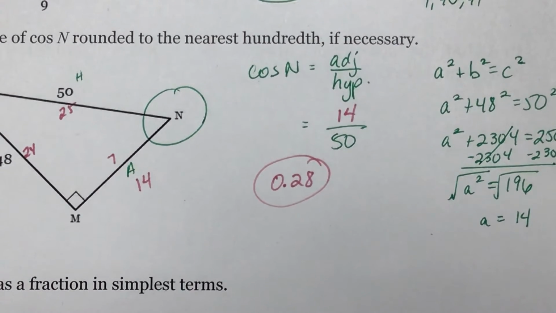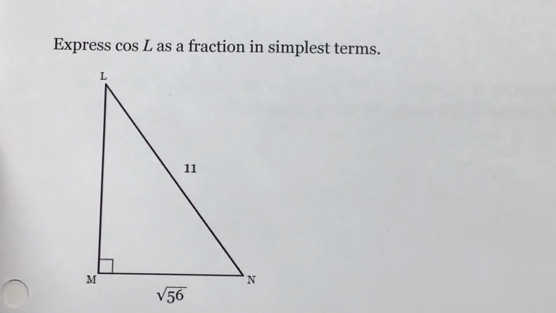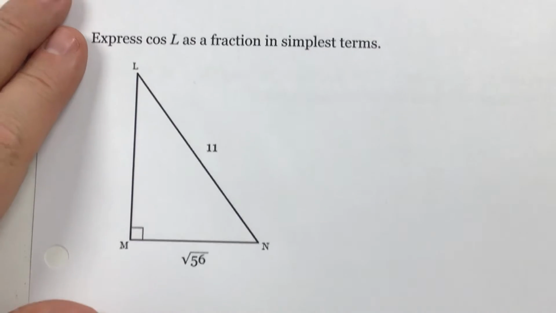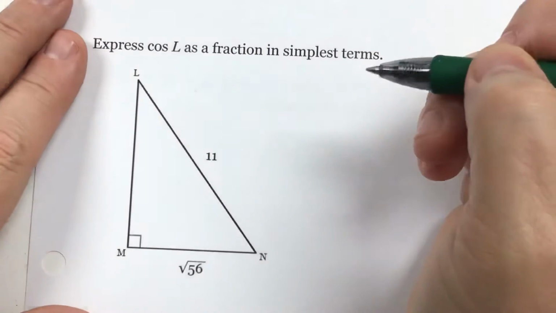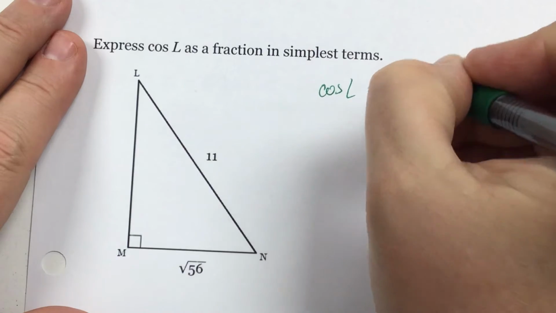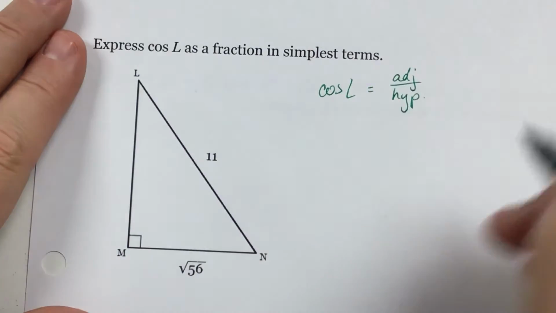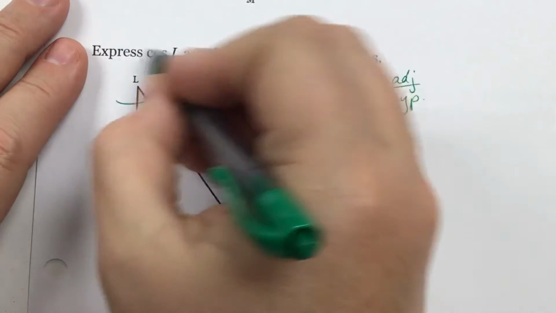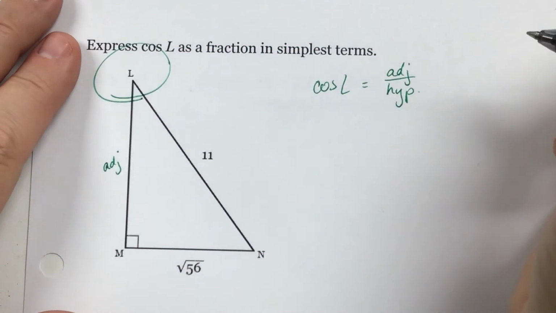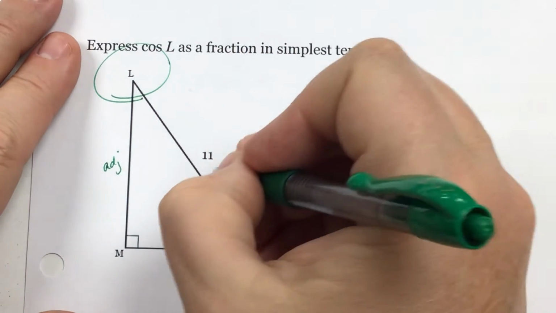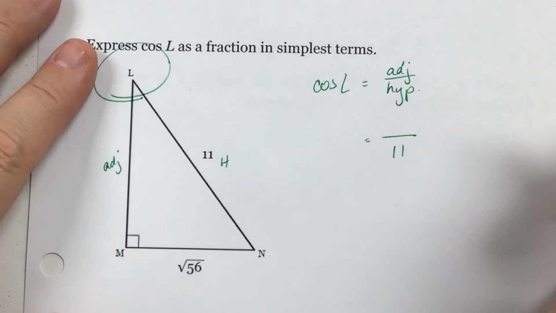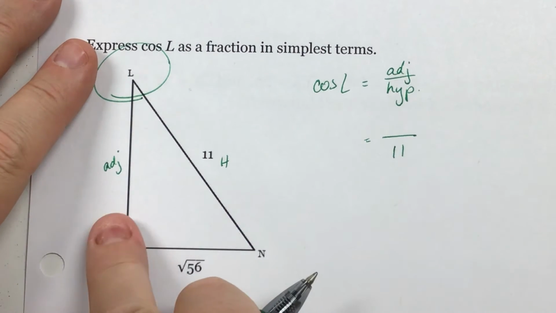Okay, if I look at my next example, it says express the cosine of L as a fraction in simplest terms. So cosine, again, remember, is adjacent over hypotenuse. So if I look at L in my picture, this side here, LM, is the adjacent, and my hypotenuse is the 11. So it's going to be something over 11. Now, again, I've got to figure out what the something is.